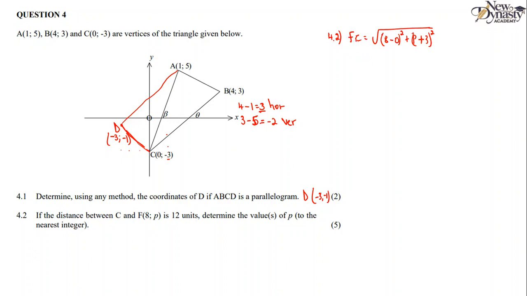Remember now that the distance was given here as 12. So since it was given as 12, I'm going to substitute FC as 12, and then I'm going to simplify inside the brackets. 8 minus 0 is 8, and 8 squared is going to give me 64. And the next bracket here, we need to simplify by multiplying it out. You can quickly do that. That is p squared plus 6p, then plus 9.